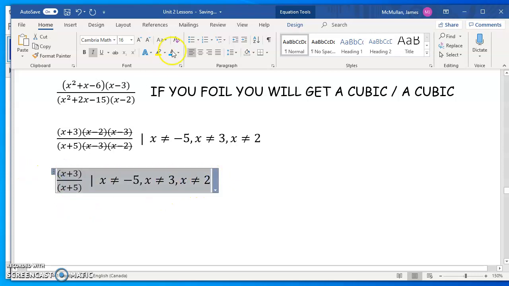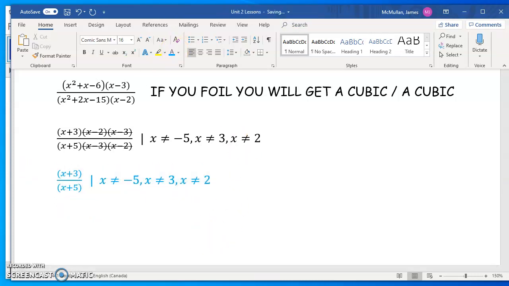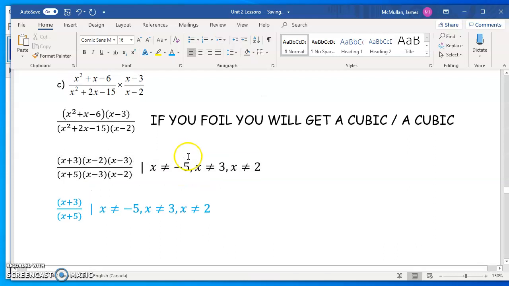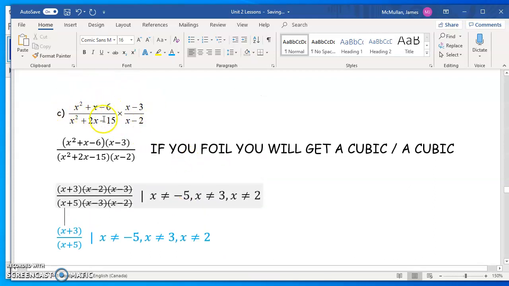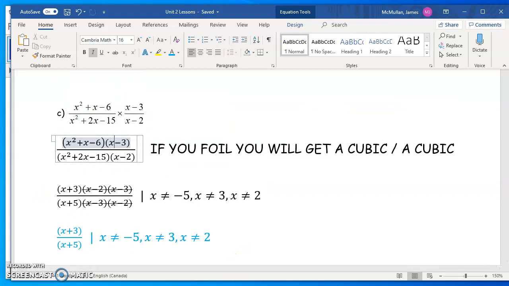I'll put it in blue again just so we have a different color. So again, what are we doing? We're multiplying. When we multiplied, we noticed there was a squared times a linear. Probably we don't want to be FOILing that because you're going to make a cubic, and cubics are hard to factor. It's easier to factor if you just leave it the way it is. You factor the two quadratics, and then it turns out you have 3 factors on the top, 3 factors on the bottom, and a bunch of them cancel and disappear.